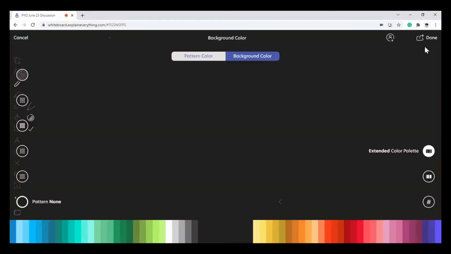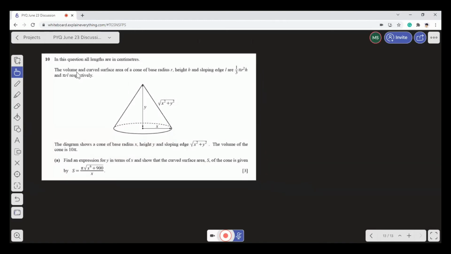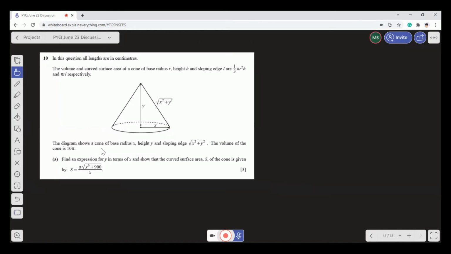All right. Next, looking at this number 10. Time to build equation. The volume and the curved surface of a cone of base radius r, height h, and sloping edge l are 1/3 pi r squared h and pi r l respectively. This is the volume and the surface area formula they give you here. The diagram shows a cone, base radius x, and height y. Sloping edge is square root of x squared plus y squared. They give you all the x and y. The volume is 10 pi. Find an expression for y in terms of x.